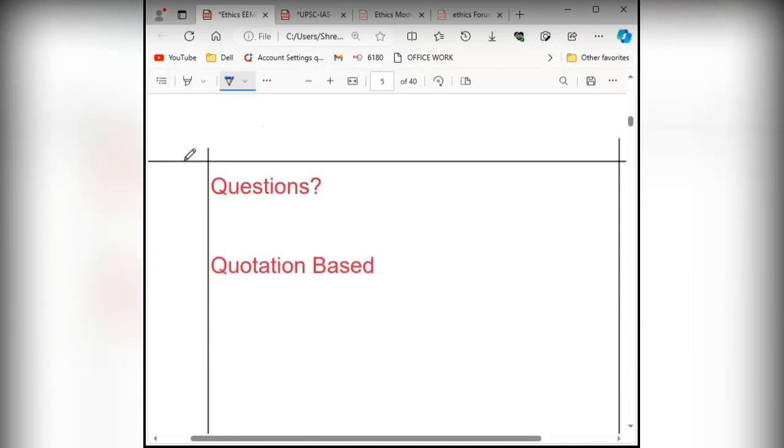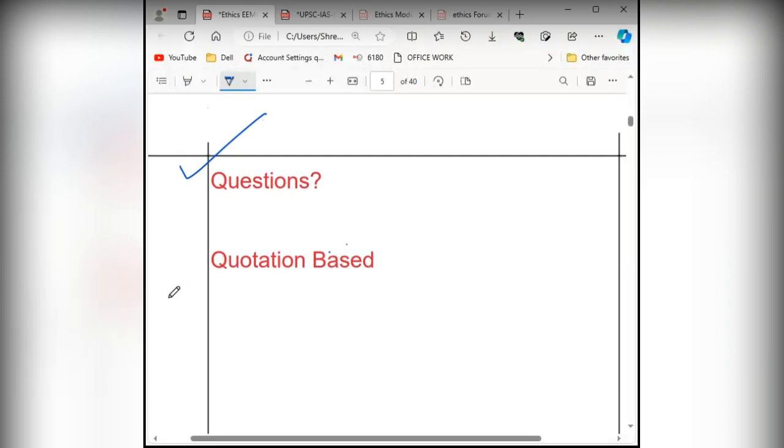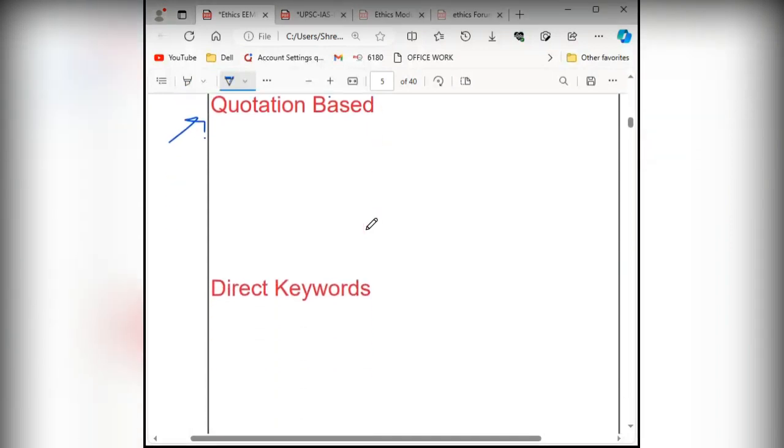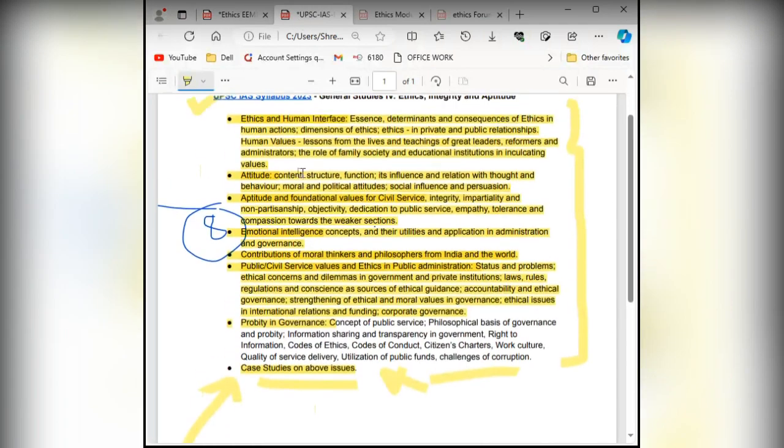Now what are the categories of the questions which come in the exam of the GS4 specifically? All right, so there are some questions which are quotation based. Then there are some questions which are directly based upon the keywords. And which keywords am I talking about here? These keywords, for example, I have just shown you the syllabus. So keywords like these.